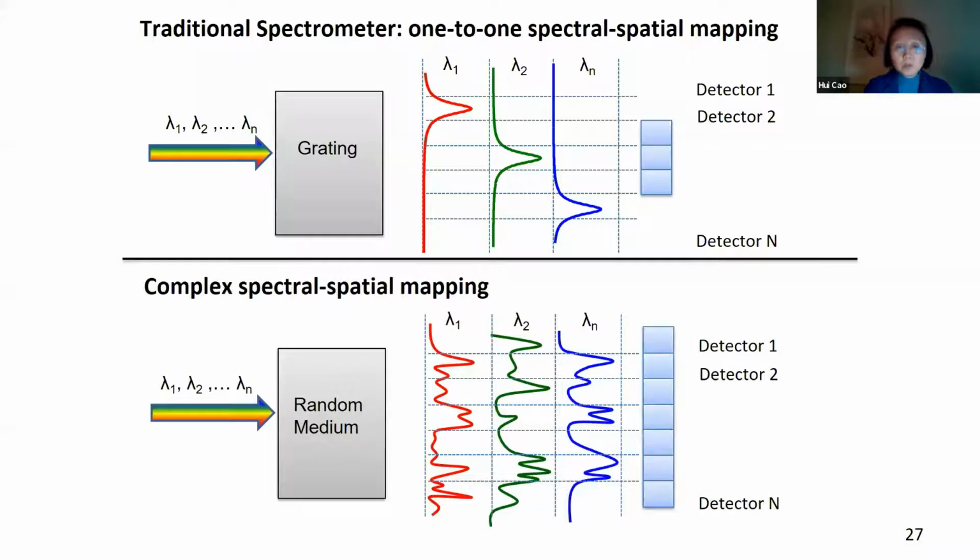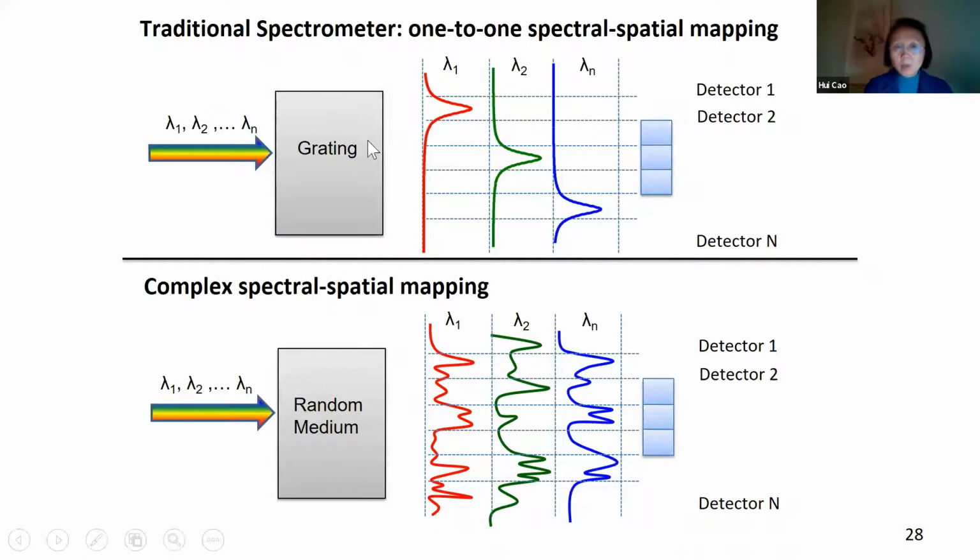Now if we use this random medium to replace the grating, this mapping is a complex spectral to spatial mapping. In other words, every wavelength will be mapped to all detectors, but each has a distinct intensity pattern that can be used as a fingerprint to recover all these different wavelengths. And the advantage is, if we have only a small number of detectors, we can still recover the information, because different wavelengths will always reach the detectors. Why is this very important for an on-chip spectrometer?